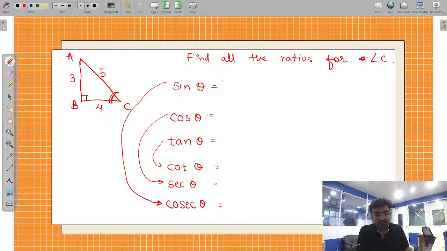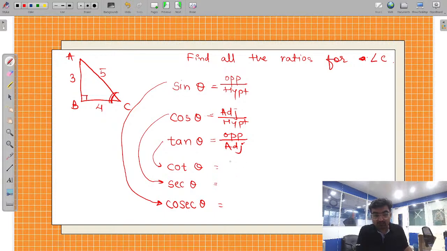Got it? Now let's first start with opposite upon hypotenuse. Then the second is adjacent upon hypotenuse. Then tan is opposite upon adjacent.